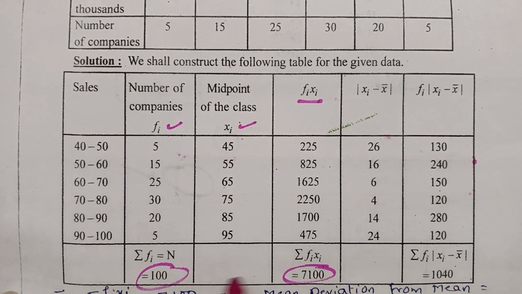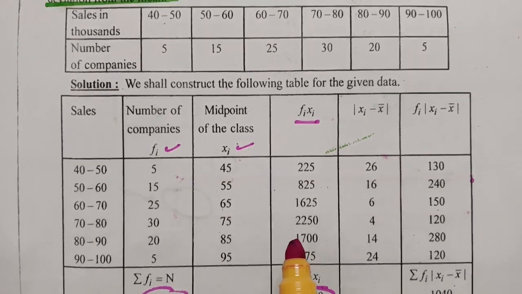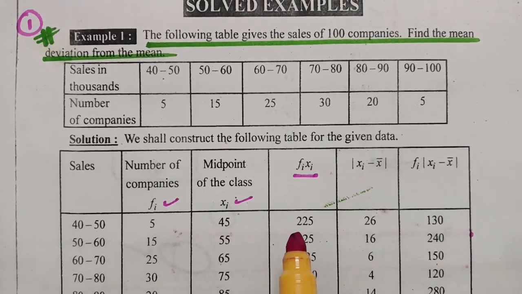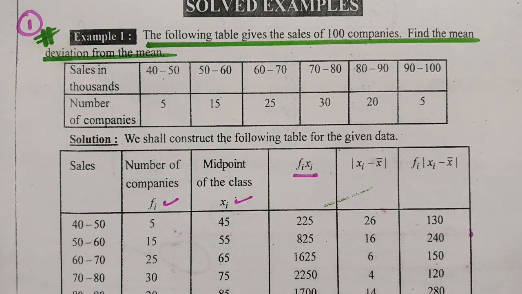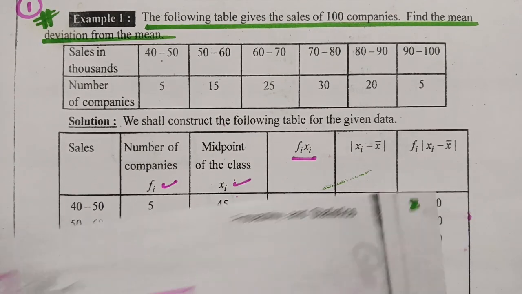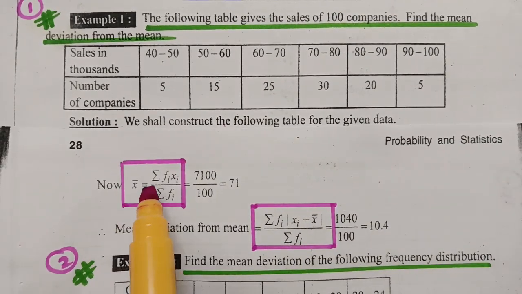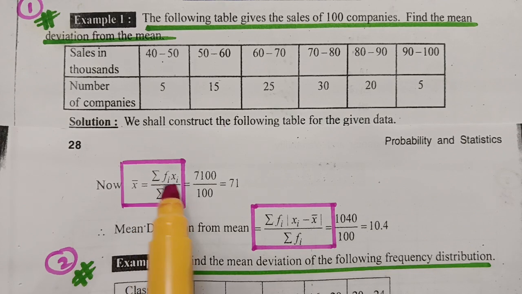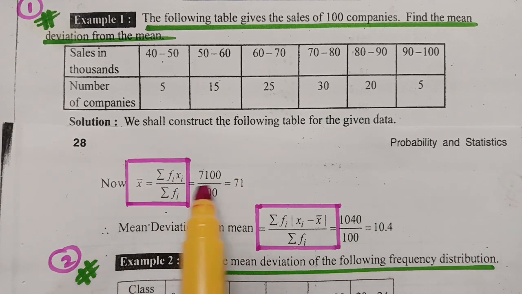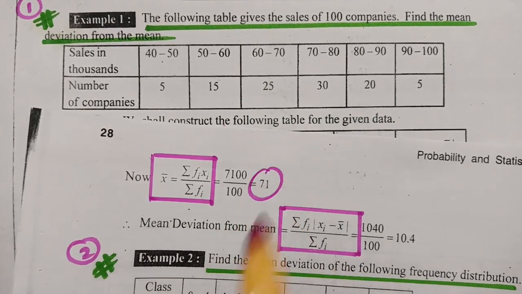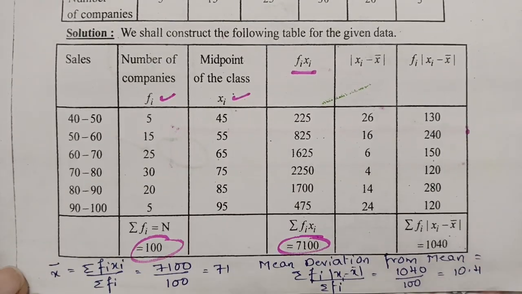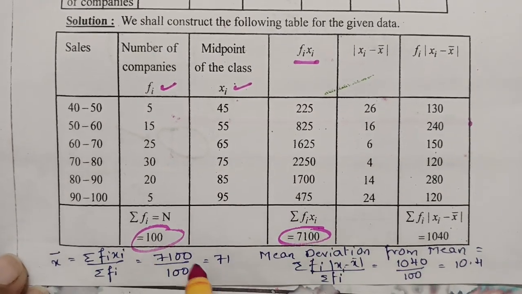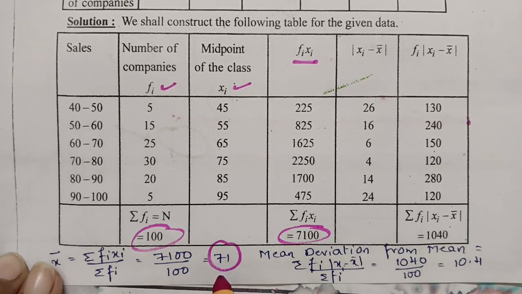Now we have to find the mean, since the question asks for the mean deviation from the mean. First of all, we find the mean. The formula is x bar equal to sigma fi xi by sigma f. This value is 7100 by 100, which is equal to 71. So 71 is the mean value here.